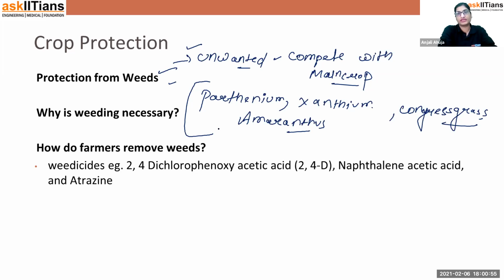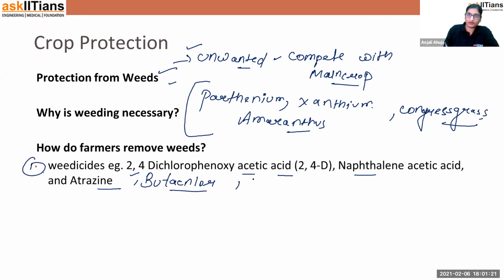How do farmers remove weeds? Let's have a discussion on that. So the first point itself is written: chemicals. These are the weedicides. 2,4-dichlorophenoxyacetic acid, naphthalene acetic acid, and atrazine. Let me tell you guys, there are many methods of removing weeds. So one is this, the chemicals. Butachlor is also there. Let me just write a few more examples. Butachlor is also there. Benthiocarb is also there. These are the chemicals that are going to destroy the weeds.